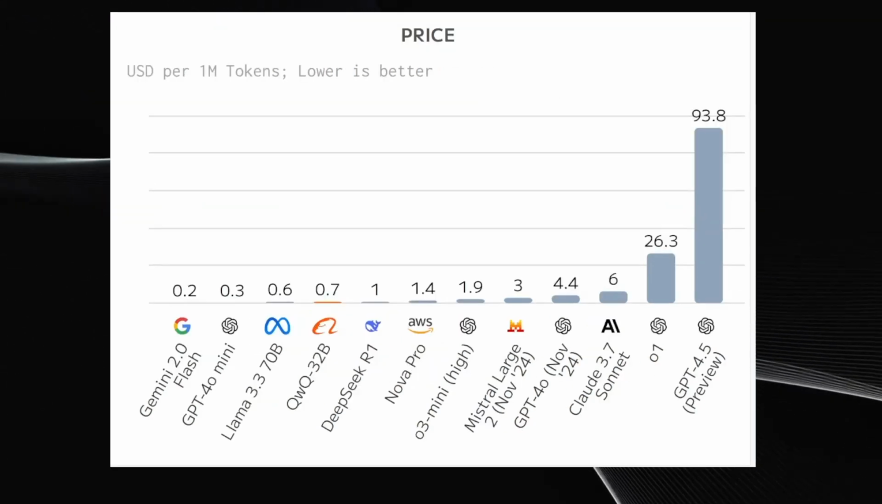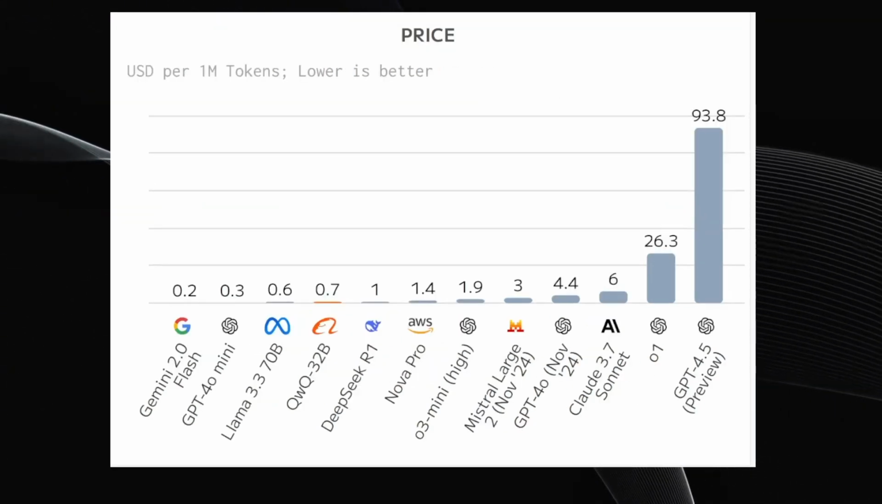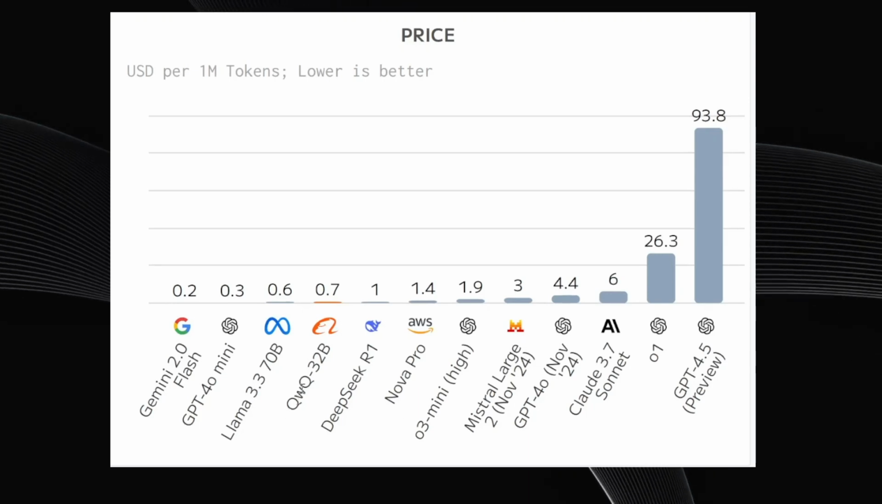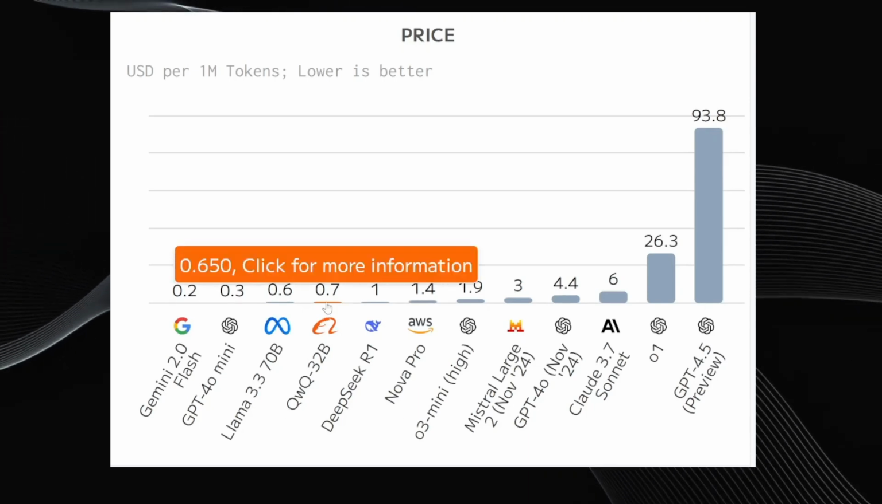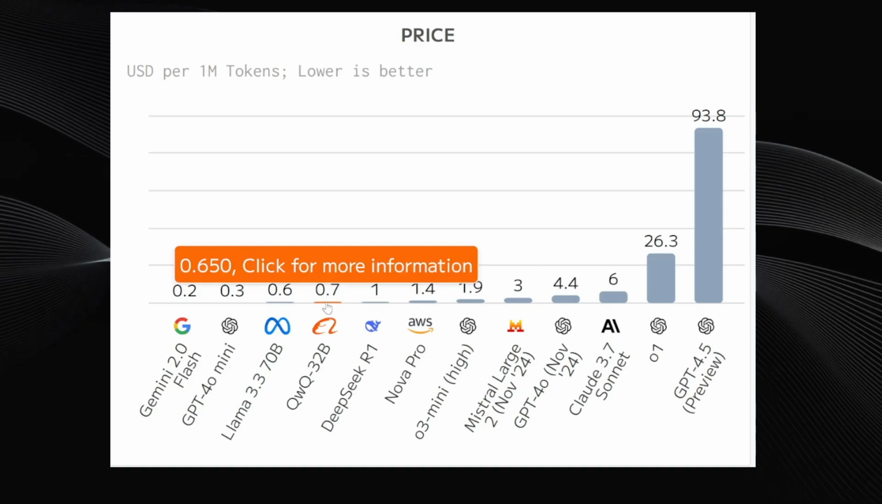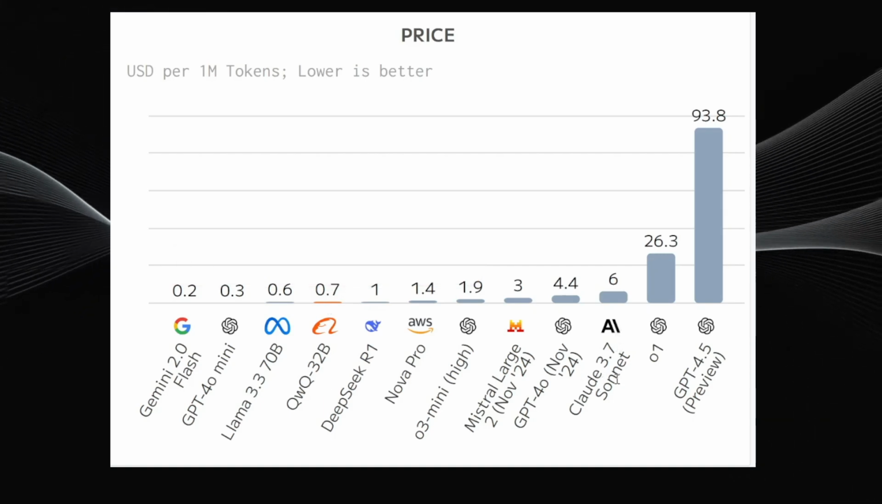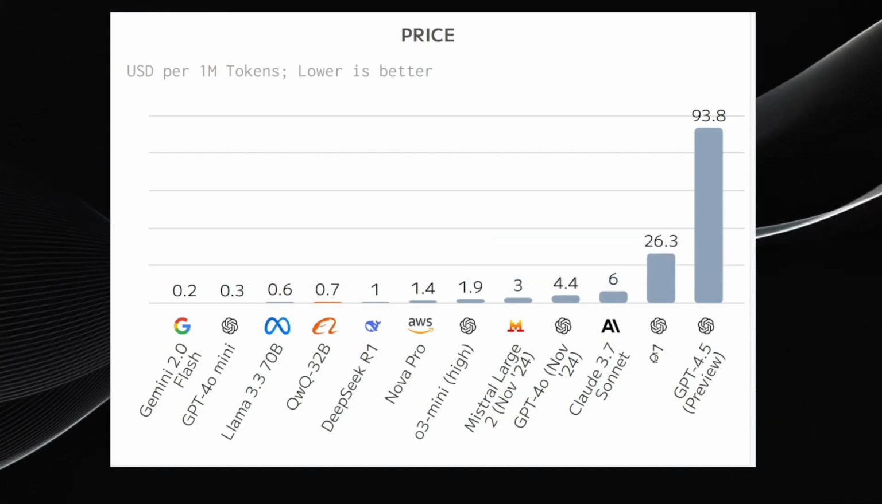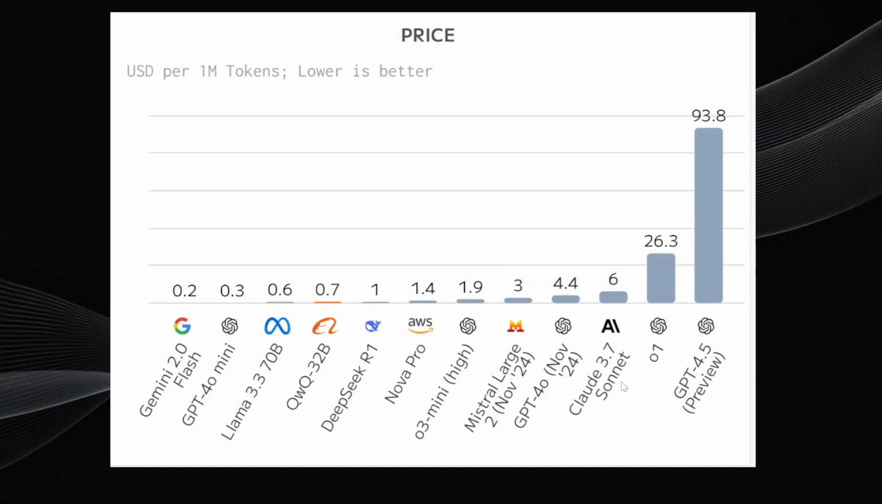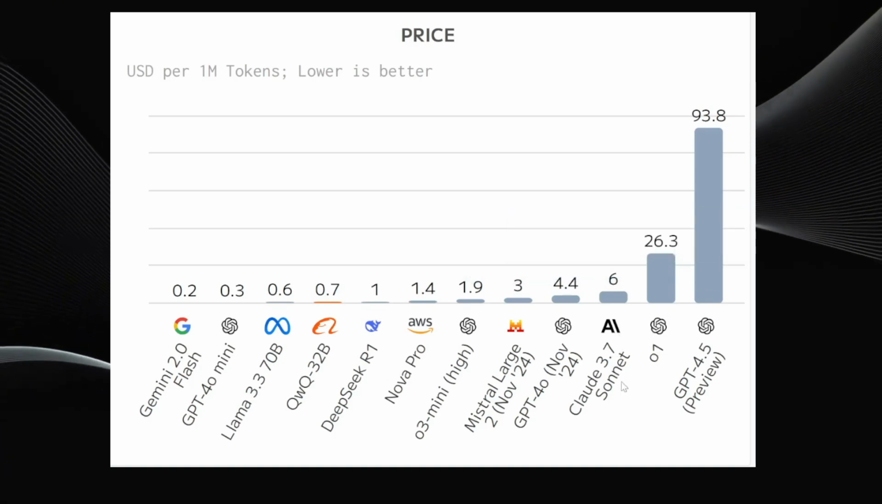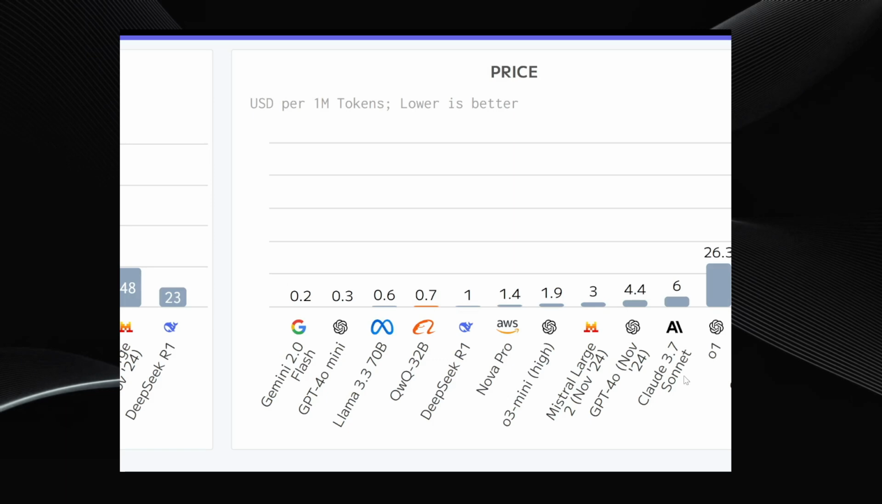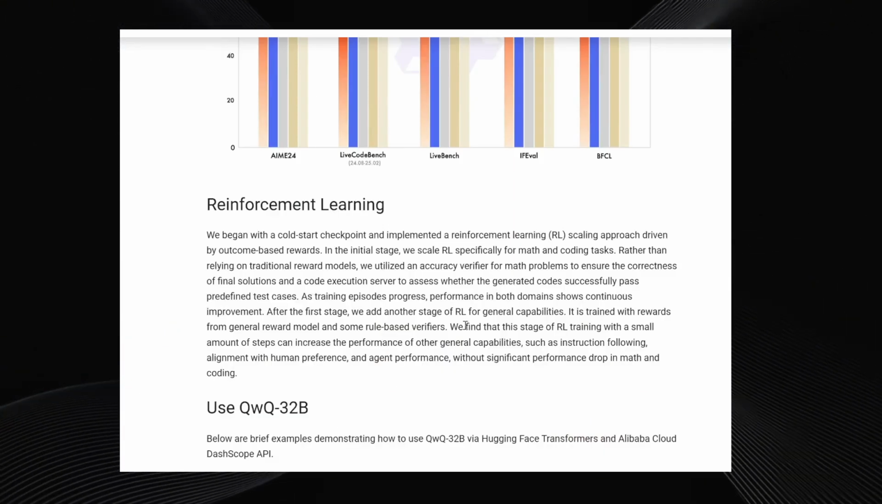Here's the kicker: price. Because Qwen 32B is a relatively small model, it's insanely cheap to run. We're talking $0.65 per million output tokens. Compare that to Claude 3.7 at $6 or OpenAI's O1 at a whopping $26. In terms of cost effectiveness, Qwen 32B is in a league of its own. It's a budget-friendly brainiac. So how did they achieve this?